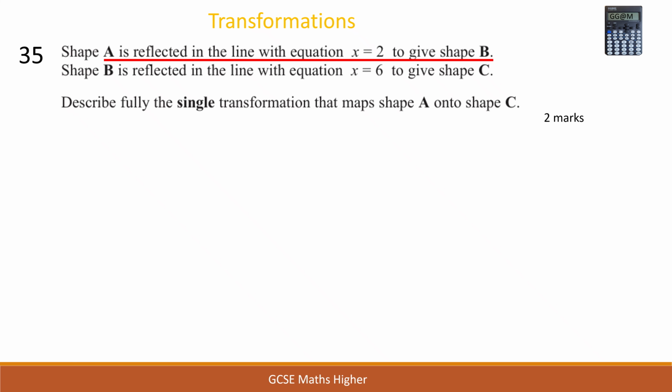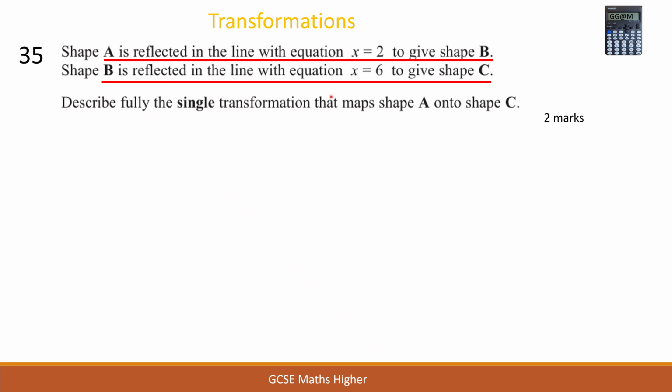So keywords of the question, you're told A is reflected in the line x equals 2 to give shape B. So draw yourself out a triangle or a square or a rectangle to show what happens as A goes to B. It's probably better off doing a triangle or a rectangle than a square because it's difficult to see where the corners go on a square.